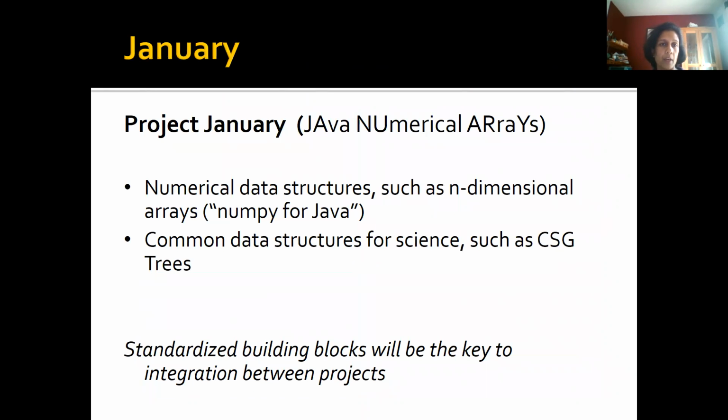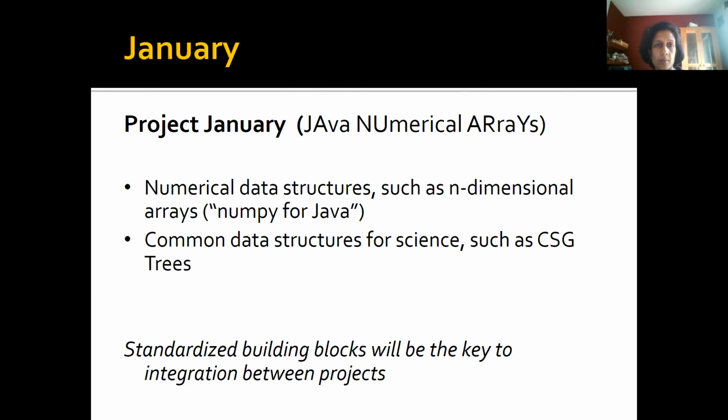So under the guise of having common data structures, we have a project called Eclipse January, which stands for Java Numerical Arrays. And this gives a way of having numerical data structures such as n-dimensional arrays, which are common and can support powerful mathematics and ways of slicing and looking at them. So if anyone is familiar with Python, this is basically a NumPy for Java. But the idea was that if we all standardized on one project and one API, then all the different technologies we were working on would work together well.